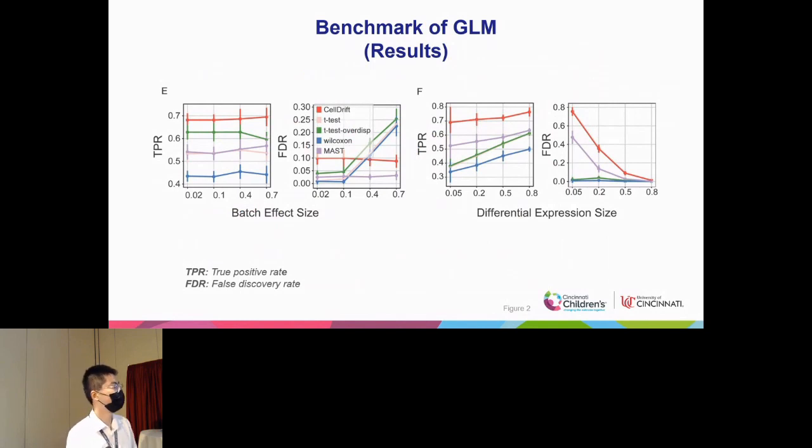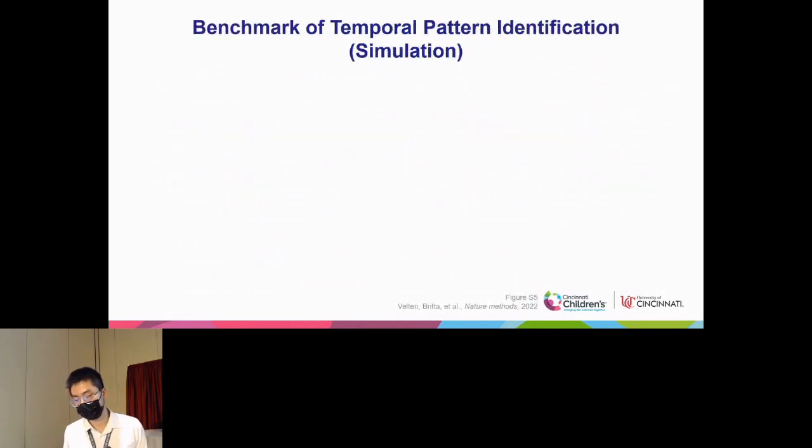And again, the TPR is pretty good, outperforming other methods, but we still saw some limitation in the FDR measurement, and that can indicate some limitation of the method. In addition, we looked at the benchmark result for the temporal pattern identification. That's to say, we simulate temporal perturbation effect, and we want to see whether CellDrift can identify the temporal perturbation effect more accurately than other methods.